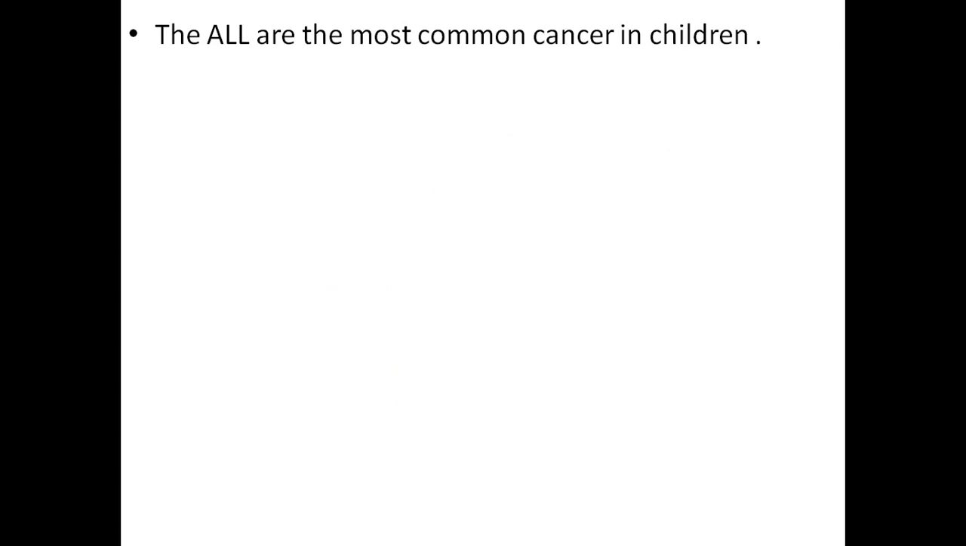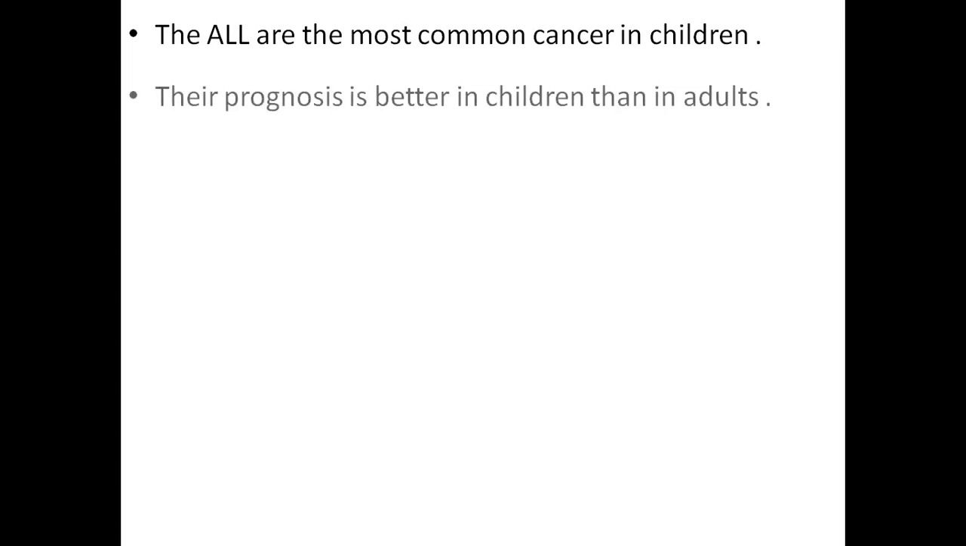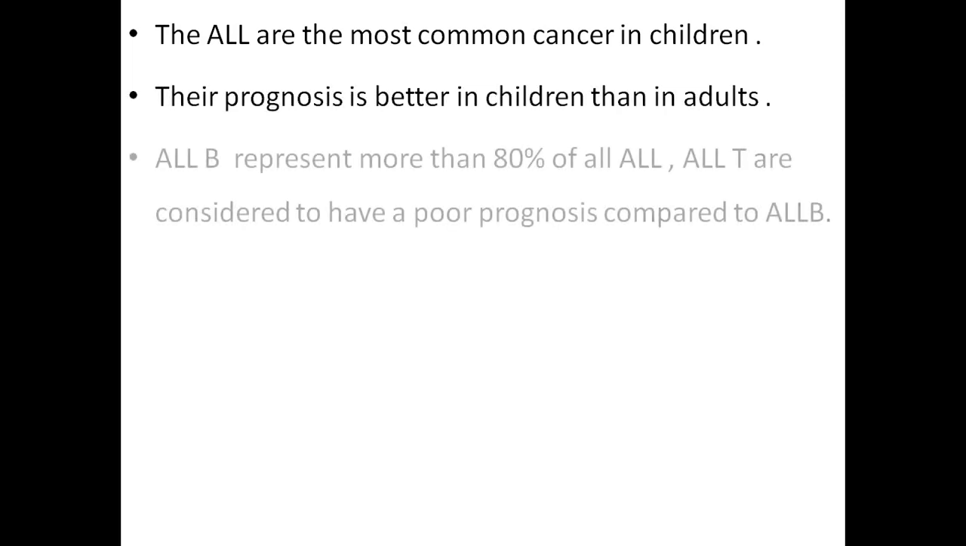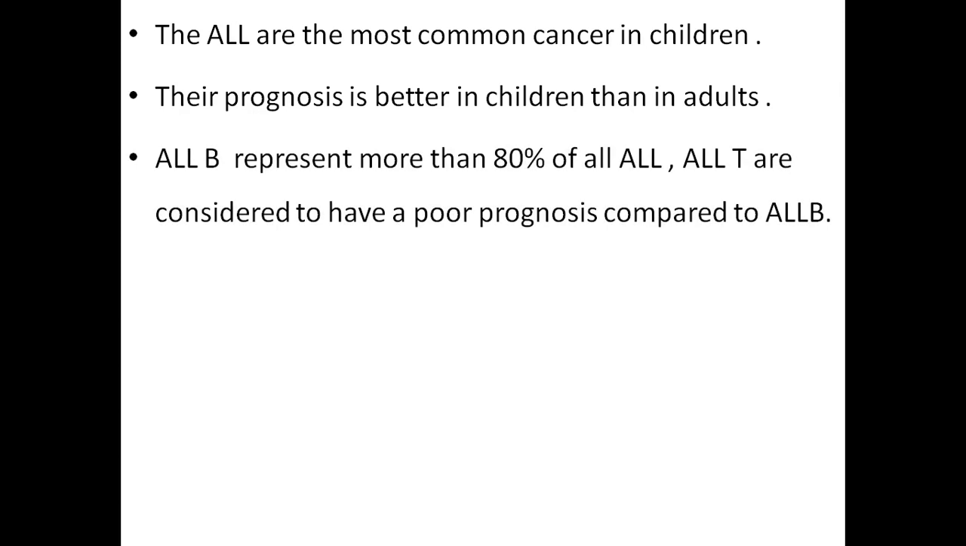Acute lymphoblastic leukemia is the most common cancer in children. Its prognosis is better in children than in adults. Acute lymphoblastic leukemia B represents more than 80% of all acute lymphoblastic leukemia. Acute lymphoblastic leukemia T is considered to have a poor prognosis compared to acute lymphoblastic leukemia B.